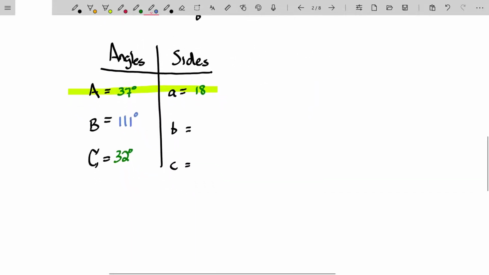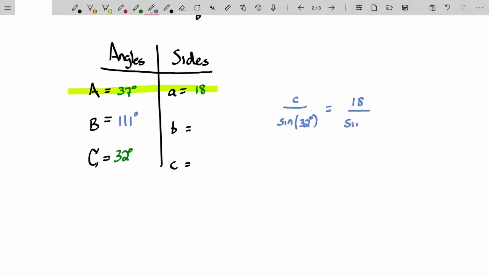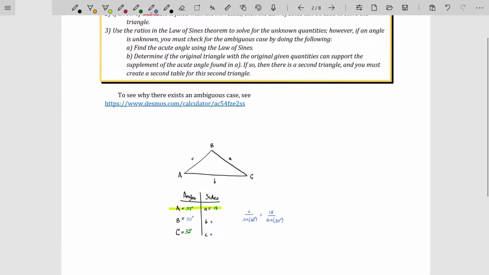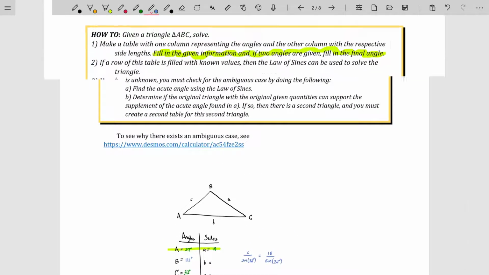That was arithmetic. But now we're going to use the law of sines. The law of sines just says that side C is to the sine of angle C as side A is to the sine of angle A. And you can see that there's only one unknown there. Okay, so that's how you would go about it. I'm not going to solve this out, but that's how you would go about that. We'll do an example solving things out in a bit. All right, and that's all you really need to do.